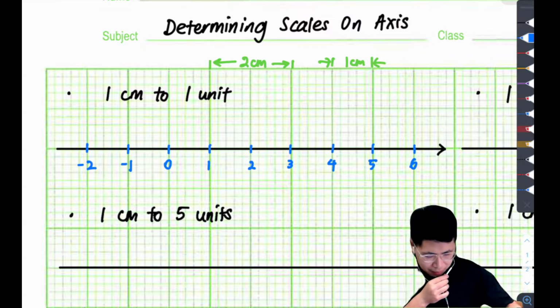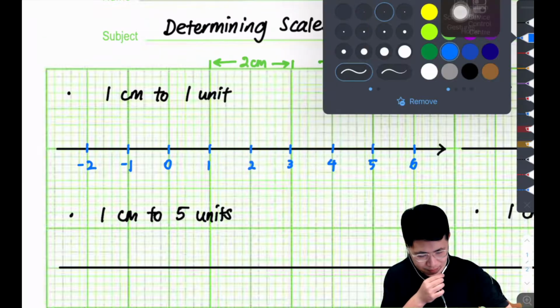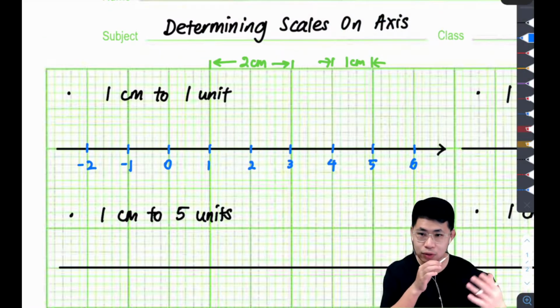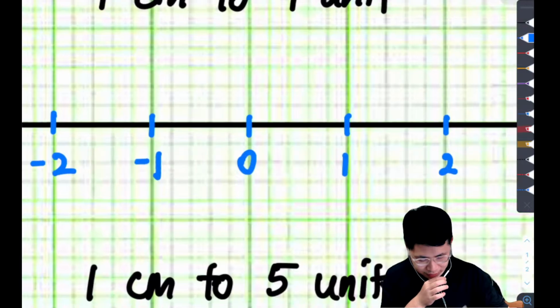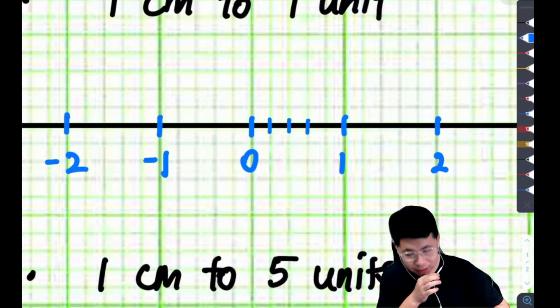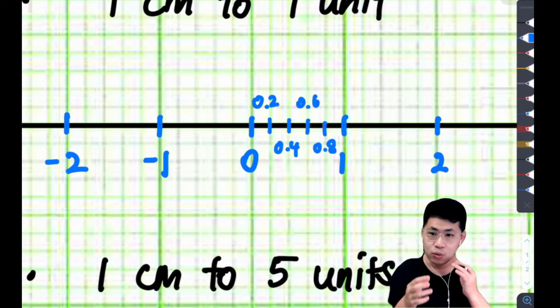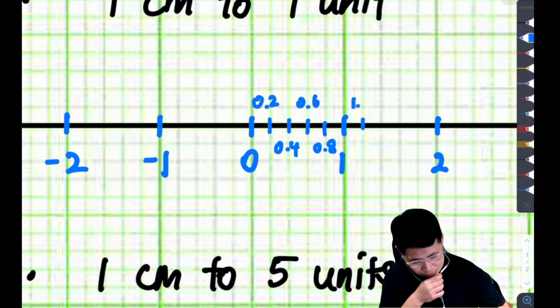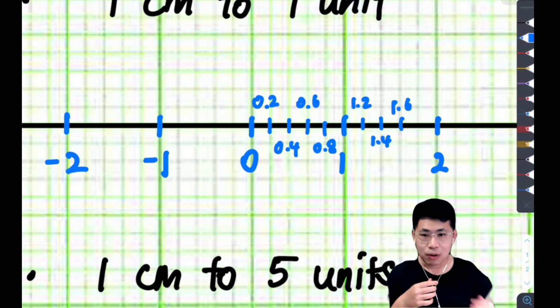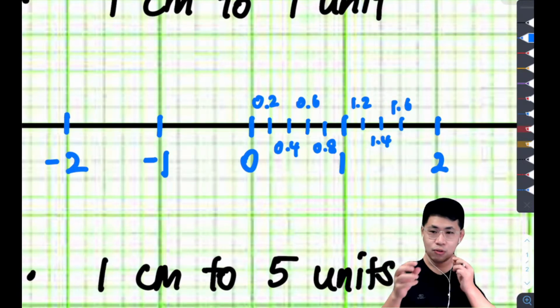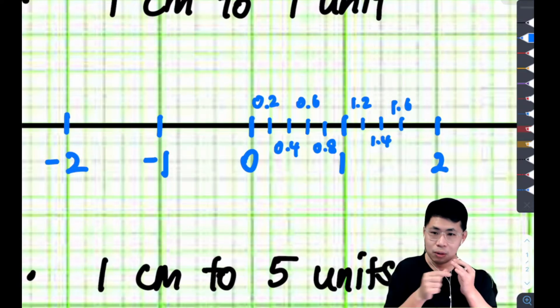So let us dive a bit deeper into what this means. Let's say you need a final value over here. You can see that each gap is made up of 4 different parts, and each one will be 0.2, then you have 0.4, 0.6, 0.8. You can divide it into smaller parts: 1.2, 1.4, 1.6, and so on. So this is what we mean by 1 cm to 1 unit, and if you want to find the final reading, you have to go a bit finer.